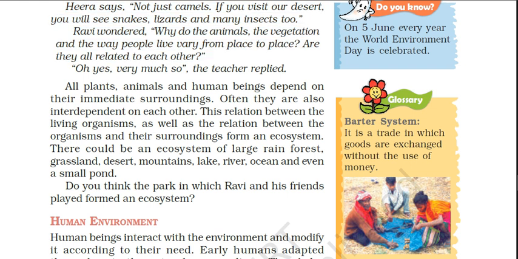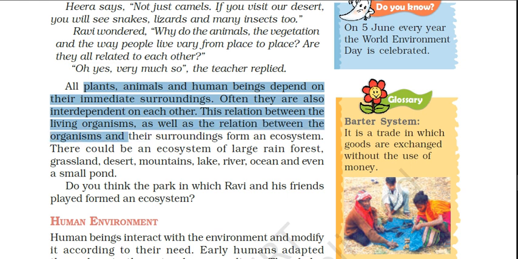Oh, yes, very much so, the teacher replied. All plants, animals, and human beings depend on their immediate surroundings. Often they are also interdependent on each other. This relation between the living organisms, as well as the relation between the organisms and their surroundings, form an ecosystem. There could be an ecosystem of large rainforest, grassland, desert, mountains, lake, river, ocean, and even a small pond.